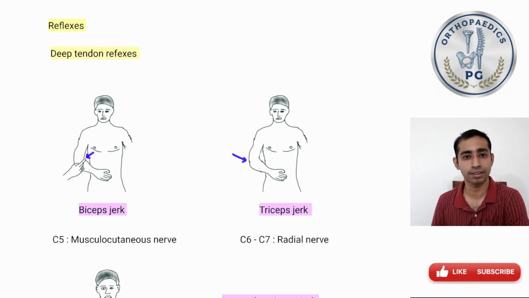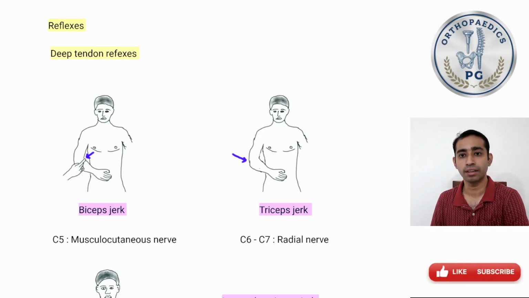There are different ways of examining the reflexes. The biceps jerk is assigned the nerve root C5 and it is controlled by the musculocutaneous nerve. Here, the forearm is supported and a finger is placed on the biceps tendon, and we hit the hammer on the finger and look at the contraction of the biceps muscle. Similarly, in triceps, we hit on the triceps tendon and we observe the contraction of the triceps muscle.